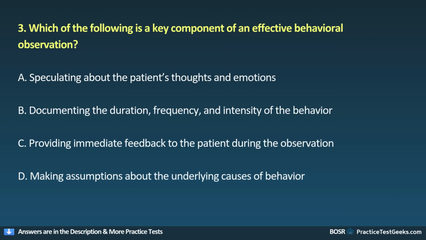3. Which of the following is a key component of an effective behavioral observation? A. Speculating about the patient's thoughts and emotions. B. Documenting the duration, frequency, and intensity of the behavior. C. Providing immediate feedback to the patient during the observation. D. Making assumptions about the underlying causes of behavior.